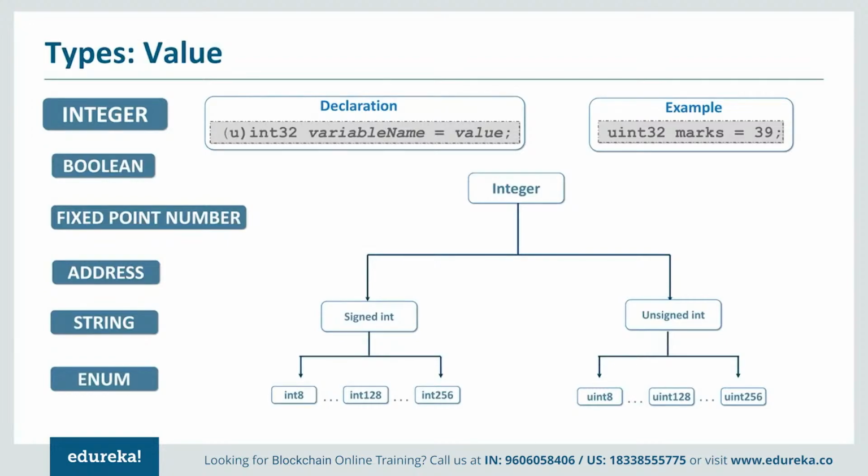Now all these integers are declared with their sizes in steps of 8. So like you can declare an int with 8 bits and it'll be int8. Then it'll go on increasing from 8 to 16 to 24 to 32 up till 256. And this is also followed for uint, which stands for unsigned integers. Now the declaration of an integer value can be done with the int keyword or the uint keyword. It's followed by the variable name and then a value. For example, we define a uint called marks and we assign it the value 39 in this manner out here.